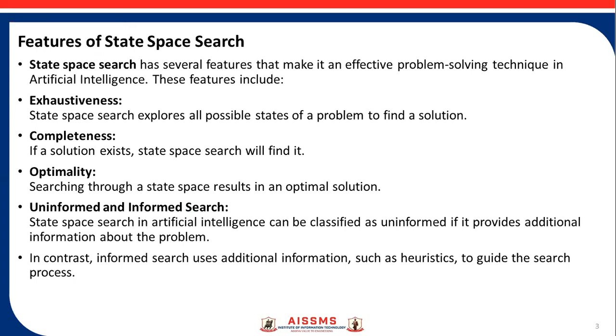The first is exhaustiveness. State space search explores all possible states of a problem to find a solution. The next is completeness. If a solution exists, state space search will find it. Then optimality: searching through a state space results in an optimal solution. Uninformed and informed search: state space search in artificial intelligence can be classified as uninformed if it does not provide additional information about the problem. In contrast, informed search uses additional information such as heuristics to guide the search process.